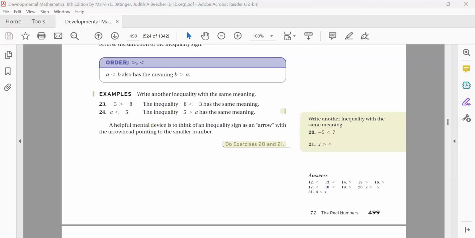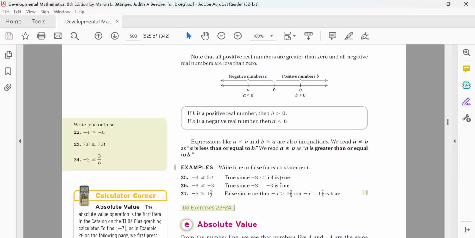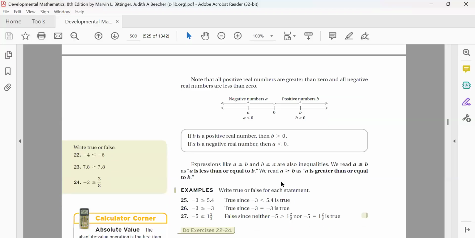This is the situation of having negative numbers. Questions number 20 and 21 on page 499 are clearly shown in the textbook we are talking about. Well, guys, we can go down a little bit, and then you can see some of the examples here, which are questions number 22, 23, and 24 on page 500. We are on page 500, actually.